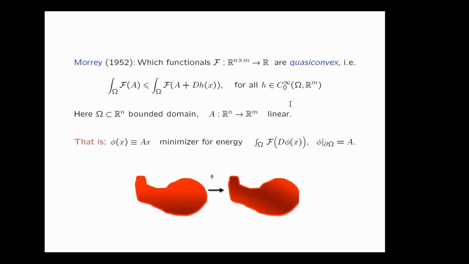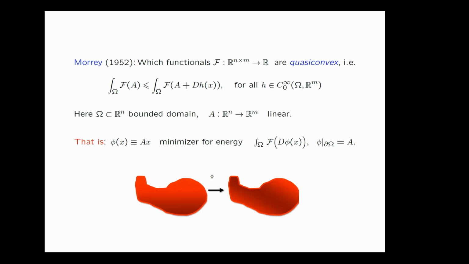Okay, so let me start with Morrey's definition of quasiconvexity, which he coined in the early 50s, and it's a definition to understand minimization problems in the vectorial calculus of variations. The definition is that you are considering deformations, so maps from R^n to R^m, and then there are linear maps, given by constant matrices, and quasiconvexity says that the corresponding energy, the corresponding integral, is minimized by the affine boundary values.